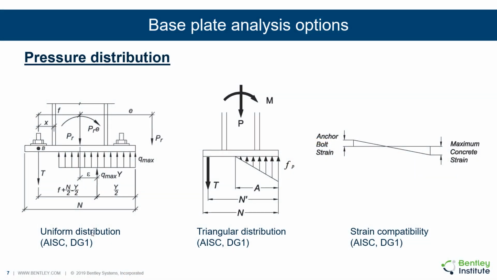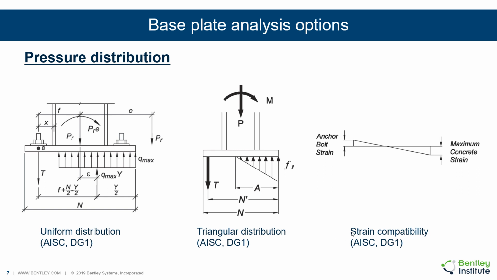The uniform distribution considers that the maximum bearing stress below the base plate is uniformly distributed, and together with the tension at the anchors, the bearing length is found. The triangular distribution works in the same way, but instead a triangular distribution is considered for the bearing stress, where also with the tension at the anchors the bearing length is found, as the centroid of the bearing stress in this case is located more towards the base plate edge. This increases the eccentricity that could be considered.